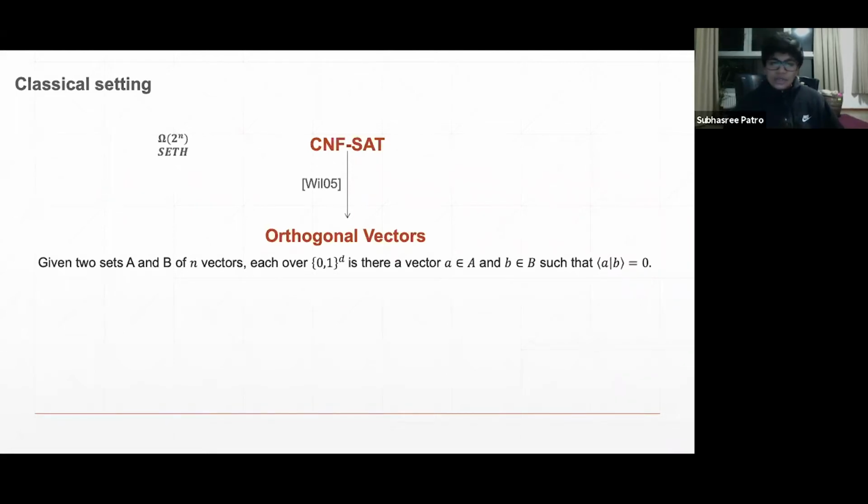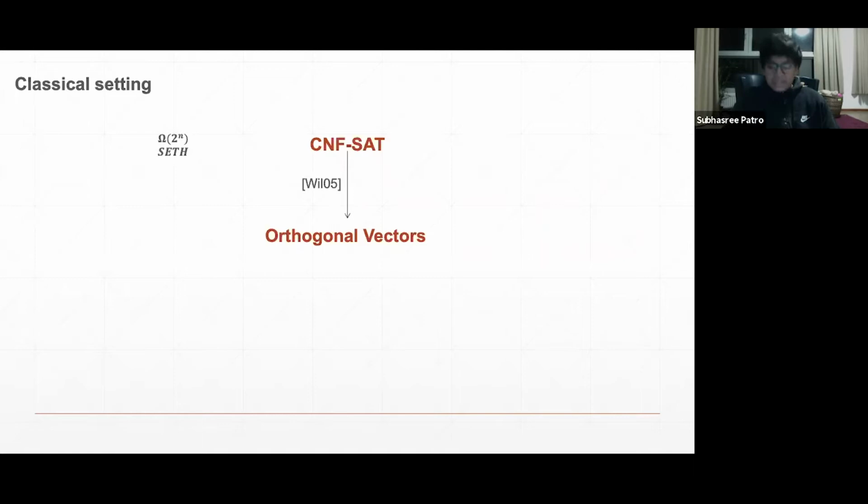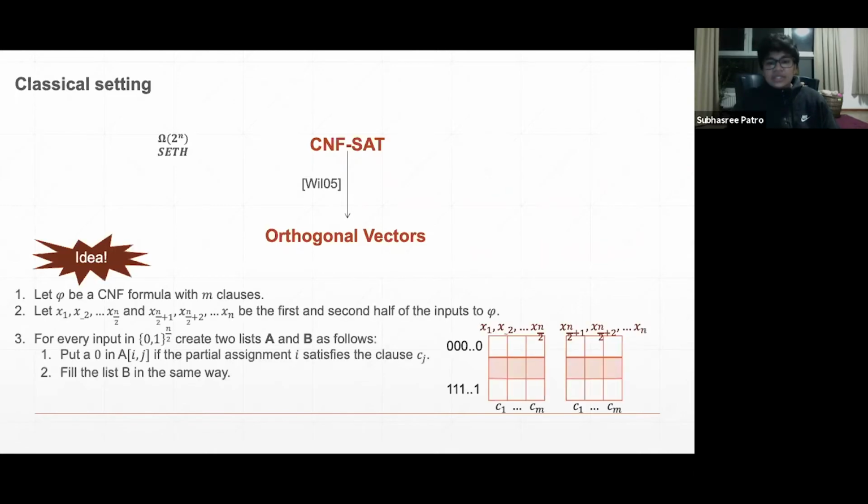You're given two sets A and B of n vectors each, vectors of d dimension. And all we want to know is whether there exists an element in set A and another element in set B such that their inner product is 0. Now, clearly, there's an order n square algorithm for this problem, right? Because you can just check every combination of A and B, and check whether their inner product is 0. Now, what was surprising is that this reduction was really simple and elegant.